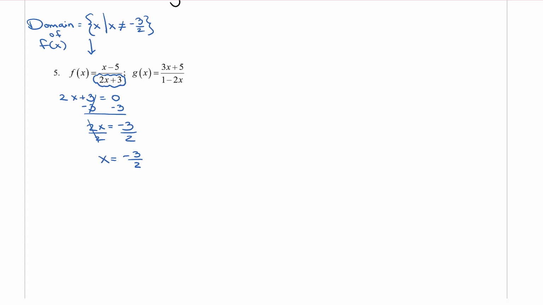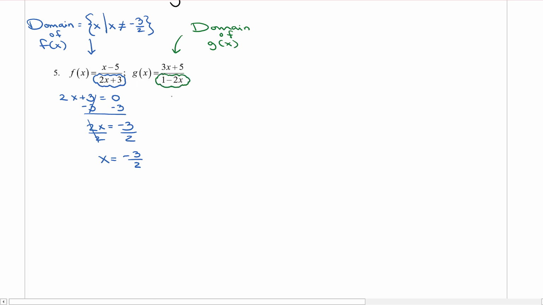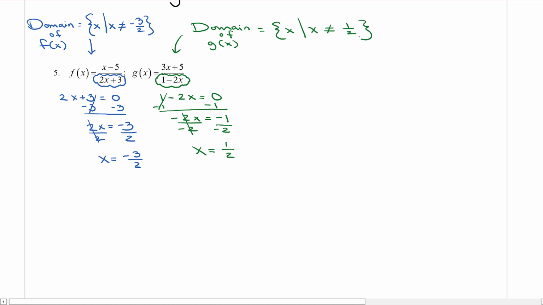Let's find the domain of g of x. So once again, to find the domain of g of x, I notice that I have a rational expression and I have a variable in my denominator. I'm going to take that expression that's in the denominator, set it equal to 0, and solve for x. So this is going to be negative 2x is equal to negative 1. Divide both sides by negative 2. We get x is equal to positive 1/2. That's my restricted value for my domain. So it's going to be the set of all x such that x cannot equal 1/2. There, we found our domain.